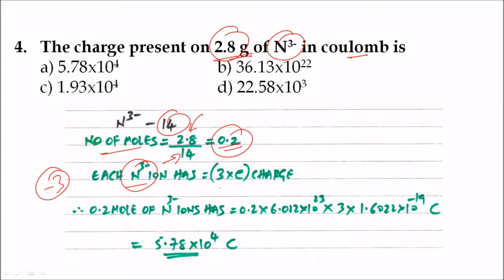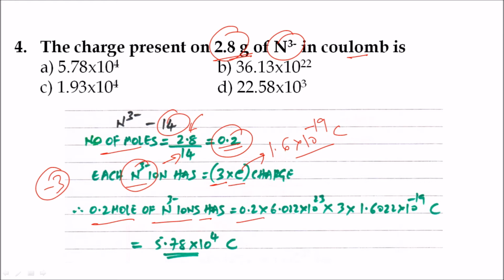So the charge will be 3 into E, right? And E value, as I said, it is 1.6, or we can take 1.602 into 10 raised to minus 19 coulomb, right? Okay, so as it is having 3 minus charge, the charge will be 3 into E. So this we got for each nitride ion, right? Now what they're asking here, 2.8 gram or 0.2 mole of N3 minus will be having, right?